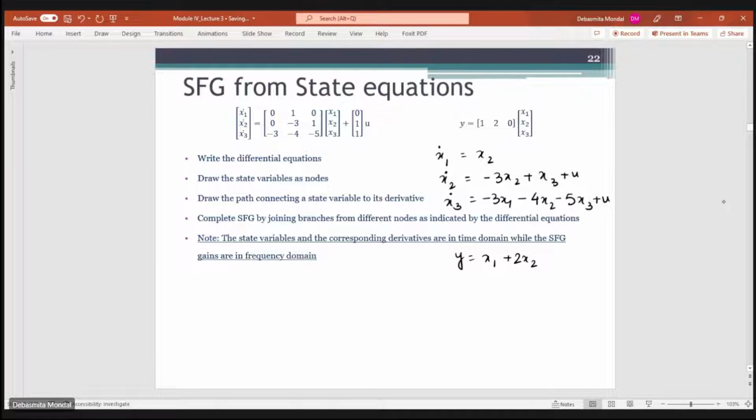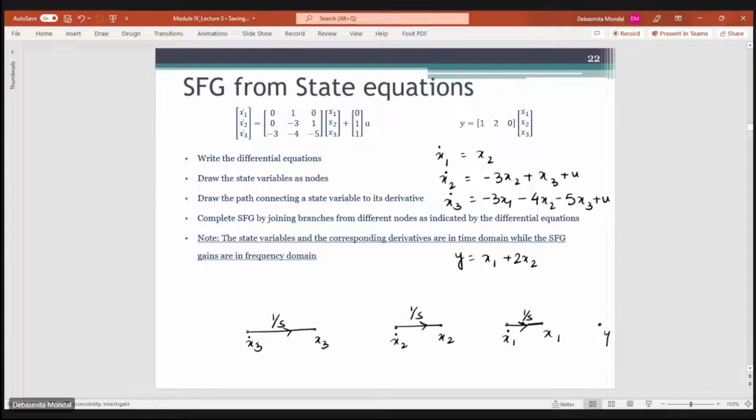Now if you want to draw the signal flow graph, you have 3 state variables, x1, x2 and x3. First you will identify the state variables and draw the path. Let me take this as my x1. If you connect this, it will be an integrator, so this will be x1 dot. Similarly, if this is x2, the node before that would be x2 dot, and this will be an integrator. If this is x3, then the node previous to that will be x3 dot, and this will be an integrator, 1 by s.